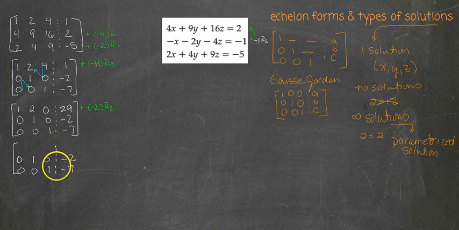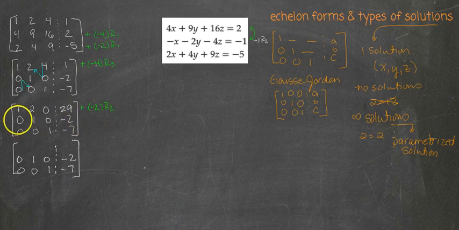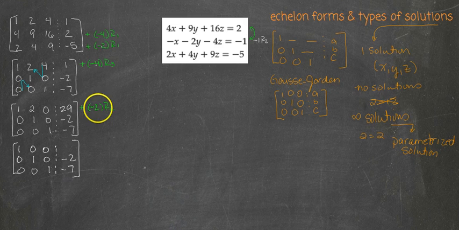Okay, and it's augmented. And then I'm using row 2, so I have to be really careful to make sure I keep using row 2. 0 times negative 2 is 0, plus 1, 1. 1 times negative 2 plus 2, 0. 0 times negative 2 is 0, plus 0, that stays 0, and then negative 2 times negative 2 is positive 4. Add to 29 is 33.